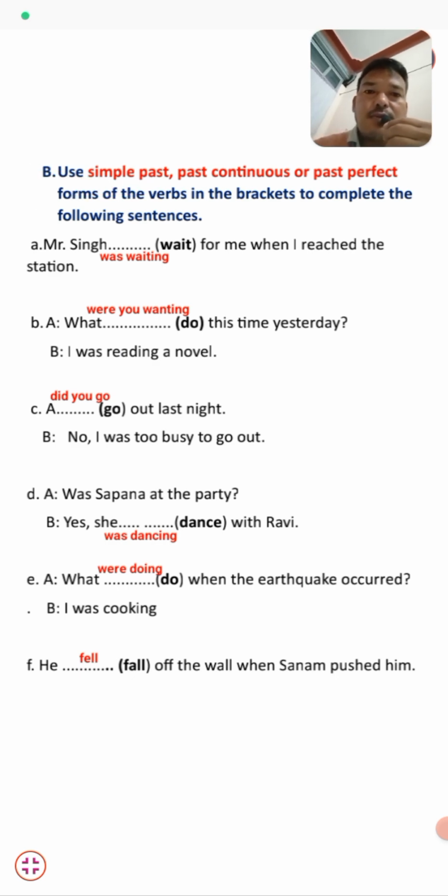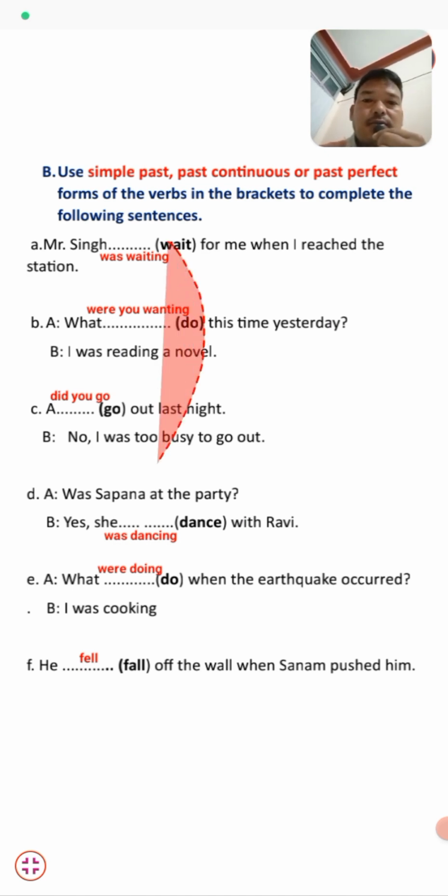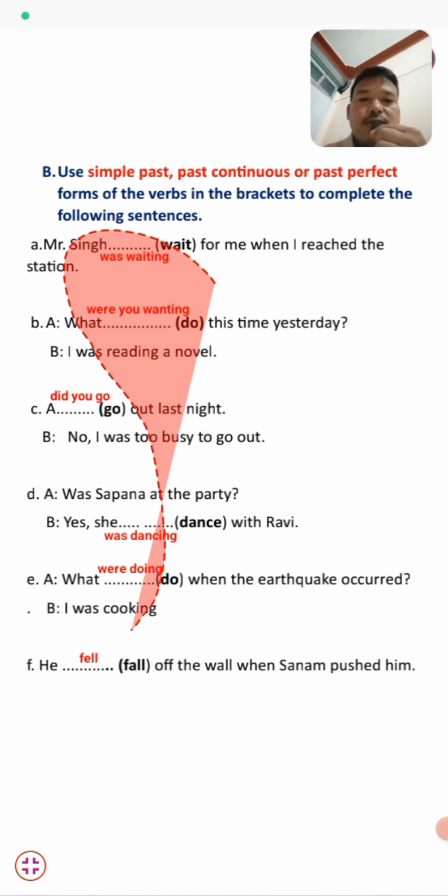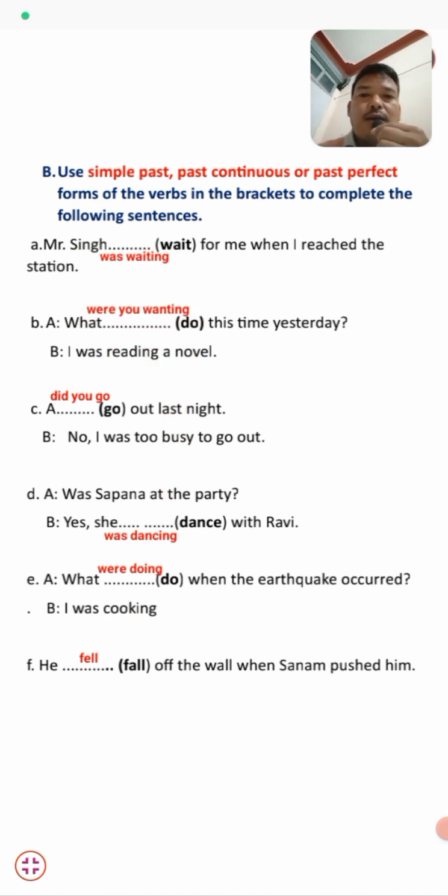Number B from the grammar part. Now you have to use the simple past, past continuous, and past perfect form of the verb in the brackets to complete the following sentences. In this exercise, students, you need to complete all these sentences by using simple past, past continuous, and past perfect. Here we start, students.